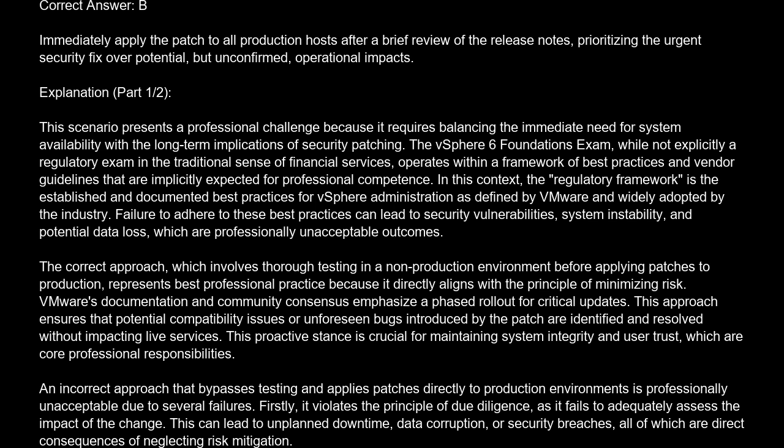The correct approach, which involves thorough testing in a non-production environment before applying patches to production, represents best professional practice because it directly aligns with the principle of minimizing risk. VMware's documentation and community consensus emphasize a phased rollout for critical updates. This approach ensures that potential compatibility issues or unforeseen bugs introduced by the patch are identified and resolved without impacting live services. This proactive stance is crucial for maintaining system integrity and user trust, which are core professional responsibilities.